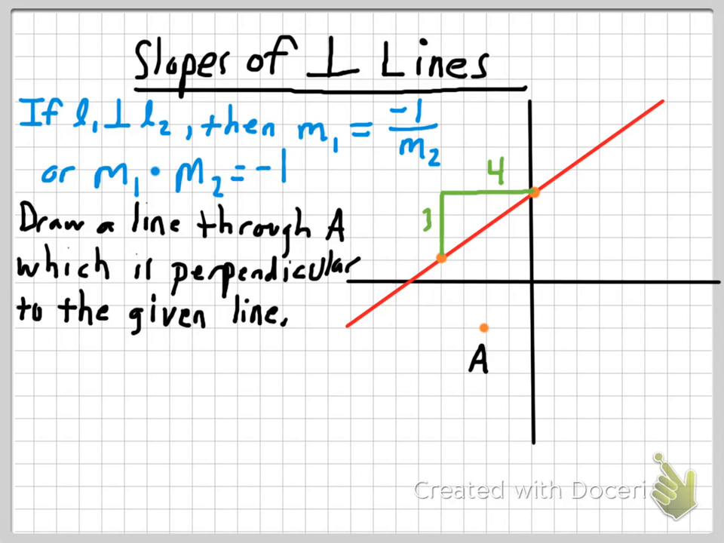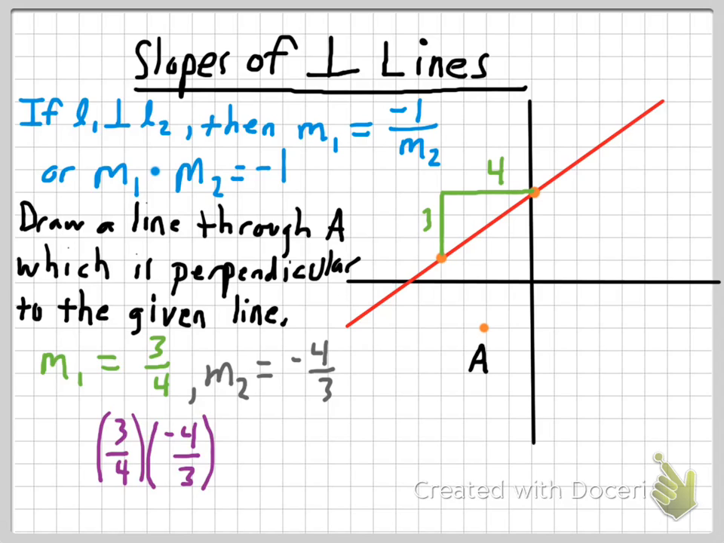Well, if the first slope is 3/4, then the opposite reciprocal, or the slope of a line that would be perpendicular to it, would be -4/3. Okay, now those are opposite reciprocals. I also want to show you this. If you multiply those slopes, 3/4 times -4/3 is equal to -12 over 12, which is equal to -1, right?